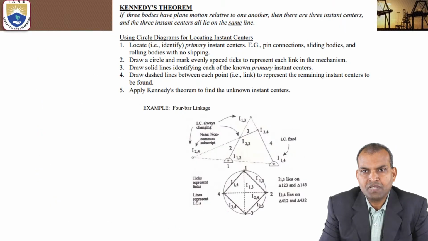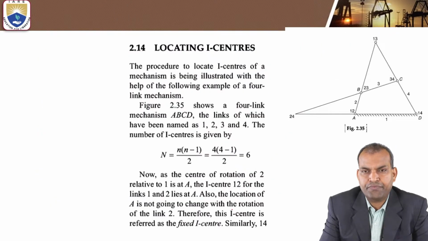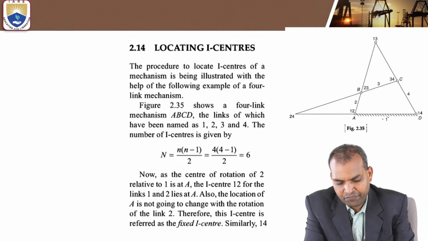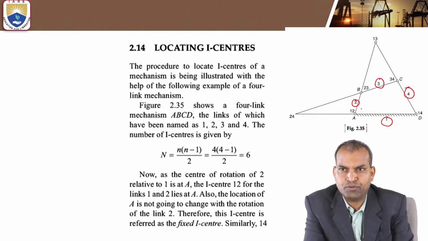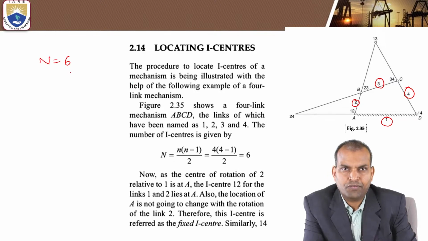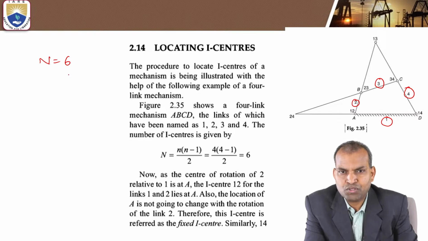Next, suppose this is the 4-bar mechanism. The 4 bars are link 1, link 2, link 3 and link 4. How many I centers for a 4-bar mechanism? The number of I centers equal to 6. What are they? Then it comes into the picture of types of I centers. There are 3 types of I centers. Number 1, fixed type I centers. Number 2, permanent type I centers.